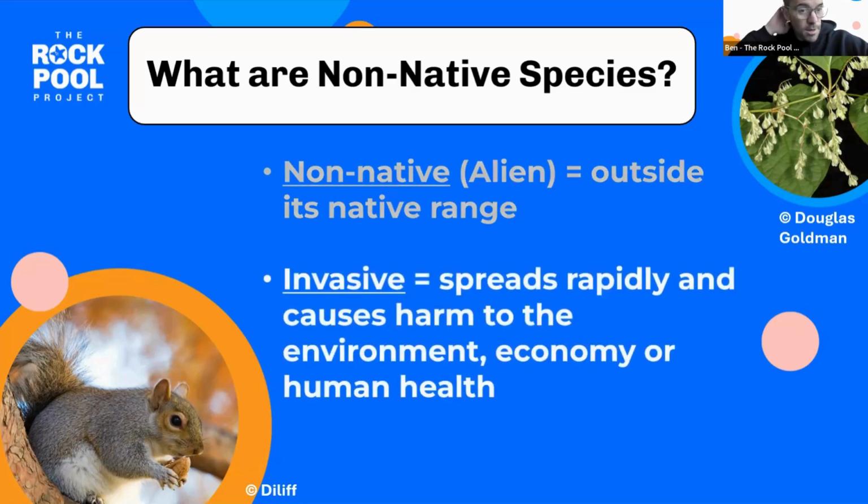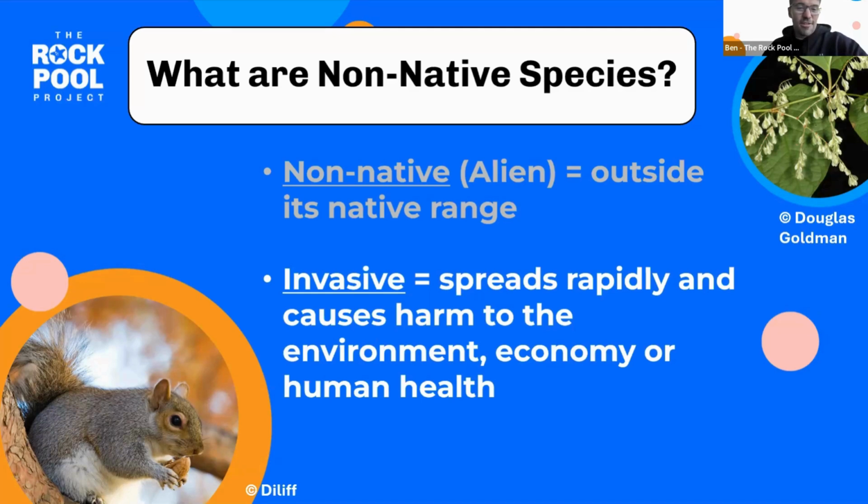You may well be more familiar with the term invasive. So invasives are a subset of non-native species. So all invasive species are non-native, but not all non-native species are invasive. So an invasive species is a species that spreads rapidly and causes harm to the environment, economy, or human health. And we've got a couple of UK examples of invasive species here.